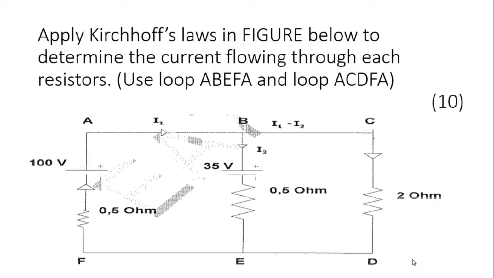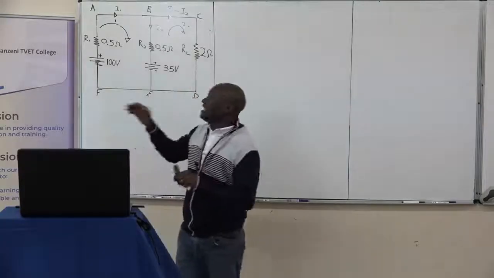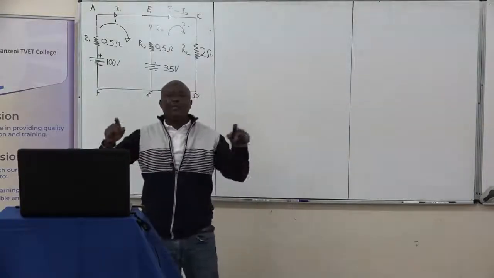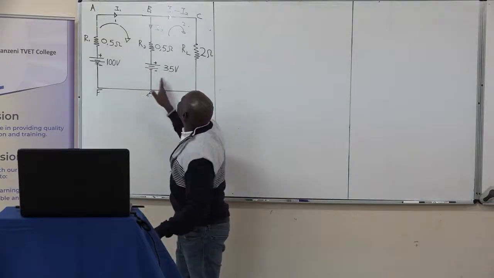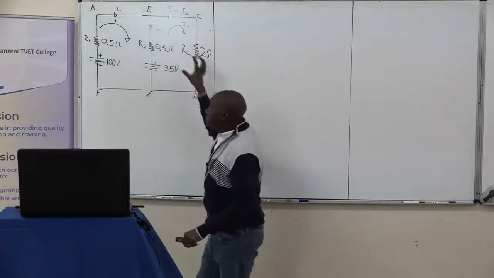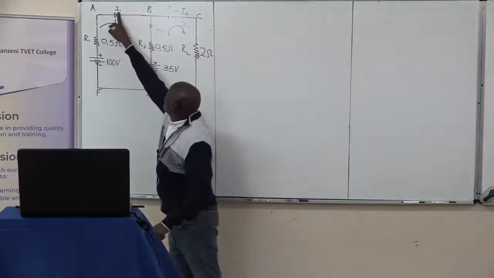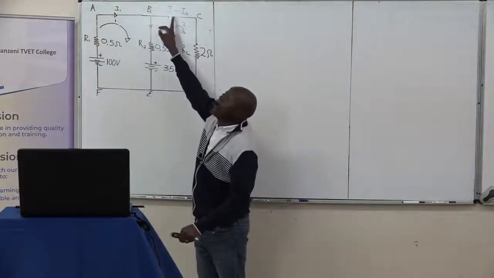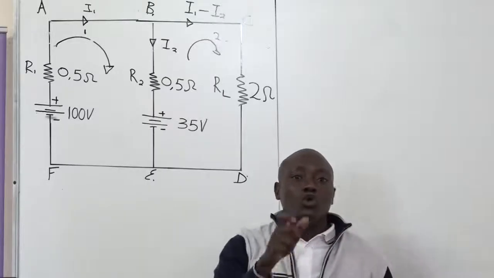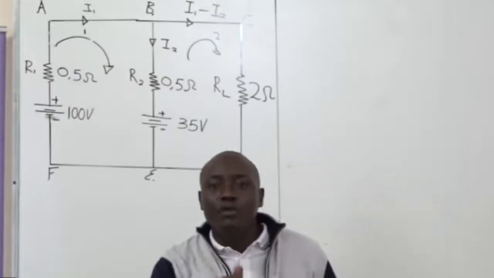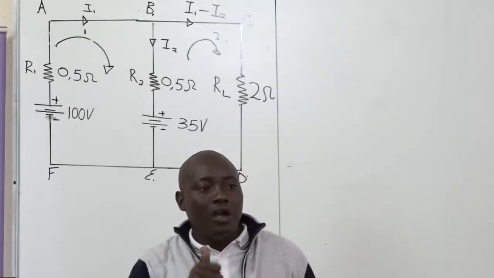What we must determine is the current. Even if they didn't say which current, if they say determine the current, it must be all the currents that are entering your junctions. So I'm having I1, I'm having I2, I'm having I1 minus I2. Those are going to be the currents that we are going to calculate.